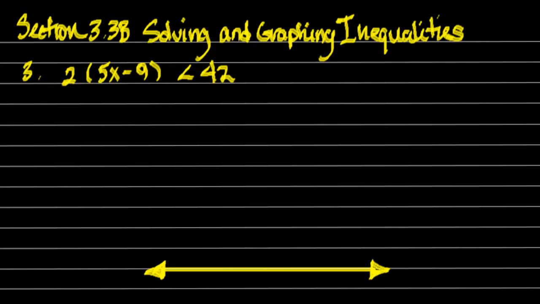Okay, problem number 3 is 2 times the quantity of 5x minus 9 is less than 42. We can see that this one is also open. If you look right here, there's no bar underneath it, so this is also open. So it's an open circle. Let's go ahead and use the distributive property here. So 2 times 5 is 10, so that will be 10x. 2 times the negative 9 will give you a negative 18 is less than 42.